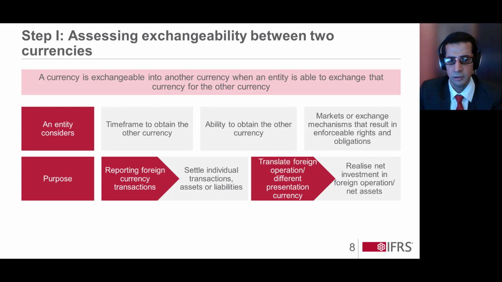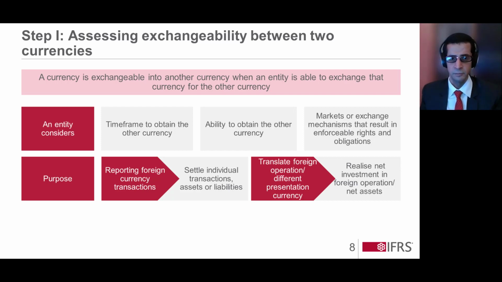In developing this proposal, the board built on the requirements already in IAS 21 and decided that, firstly, when a company reports foreign currency transactions, it would assume that the purpose of obtaining the other currency is to settle individual transactions and assets and liabilities for those transactions. And secondly, when translating a foreign operation or using a different presentation currency, the purpose of obtaining the other currency would be to realize its net investment in the foreign operation or the net assets of the company itself.